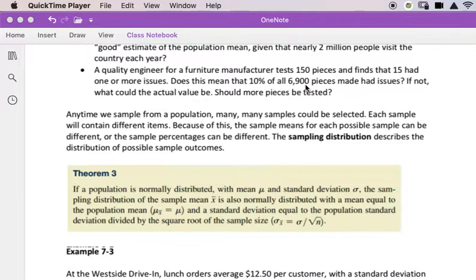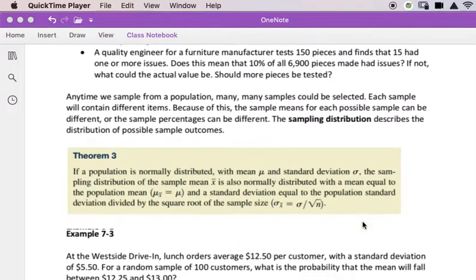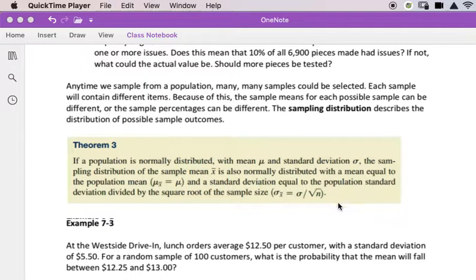The standard deviation is a little bit different. The standard deviation of the sampling distribution is equal to the population standard deviation divided by the square root of the sample size. So basically what this means is that as our sample size increases, our standard deviation decreases. And remember that standard deviation measures variability. So the more items that we take into our sample, the less variability we have.